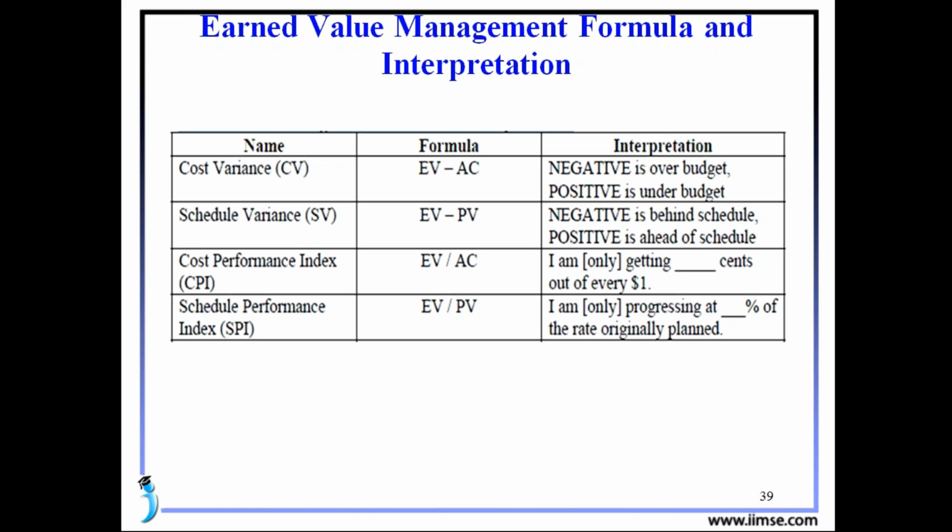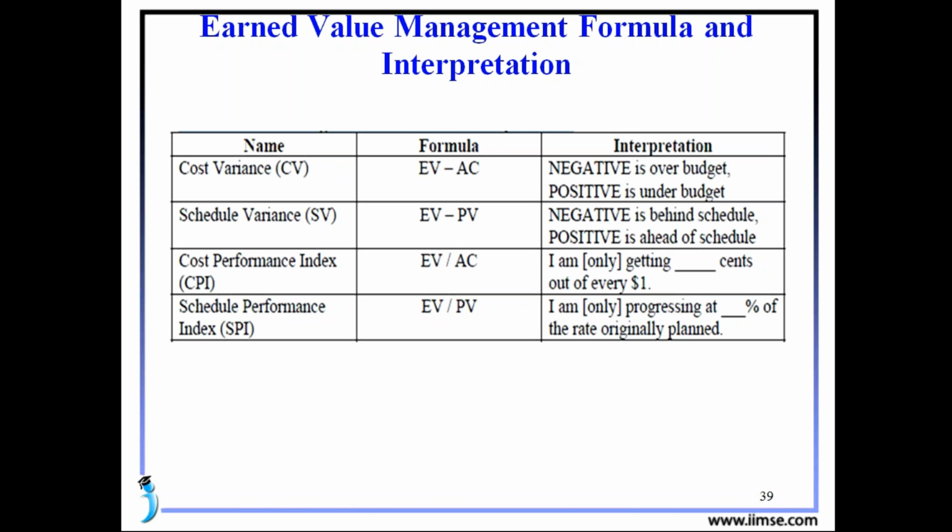See here, some formulas we have to find the earned value. First one is the cost variance, which we represent with CV. The formula is EV minus AC. Sometimes the difference between EV and AC we may get negative or sometimes positive. If it is negative, that means we are spending more than the budgeted. If we get it as positive, that means it is under budget. We are spending less than the budget cost.